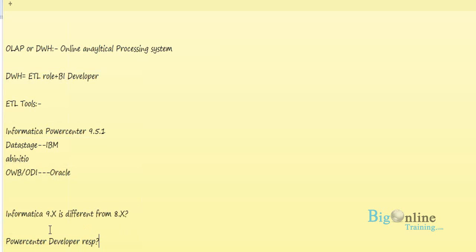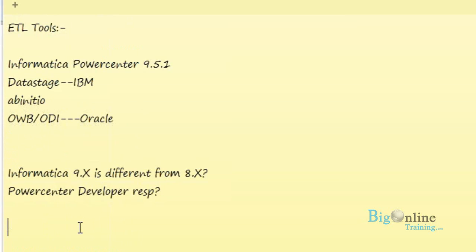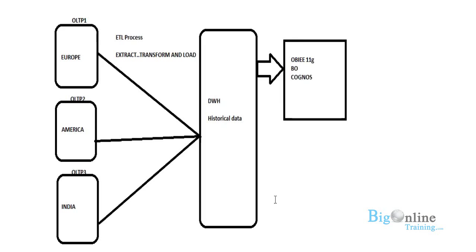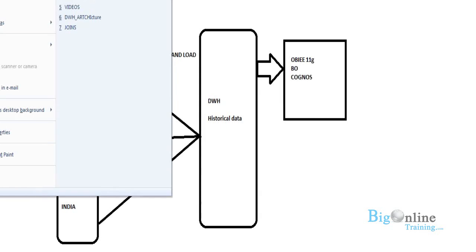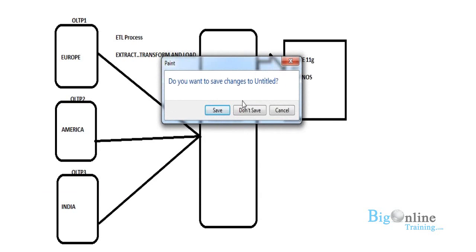First we are going to understand the architecture of Informatica. Informatica is a client-server architecture. That means, as a developer, you will have a PowerCenter client on your machine, and you are going to interact with a server which is installed somewhere in the client network. So it is a client-server architecture.